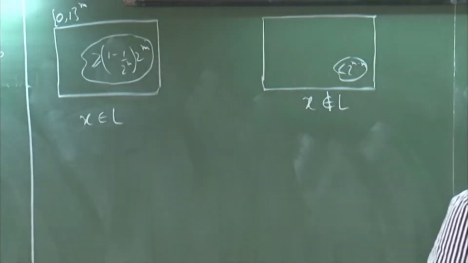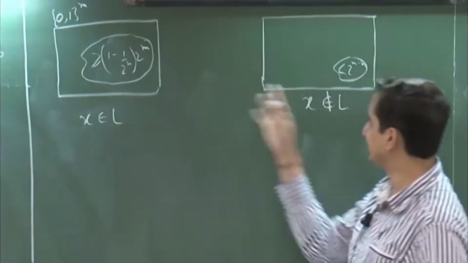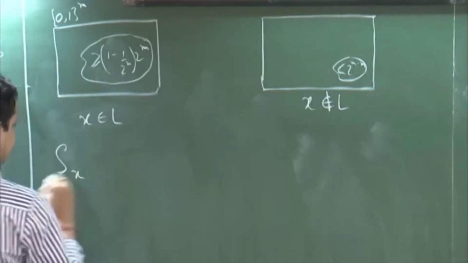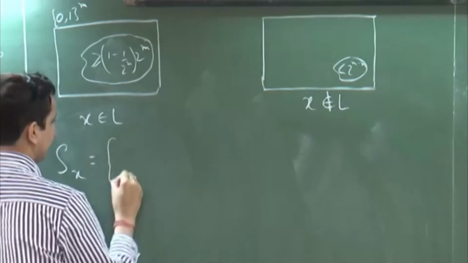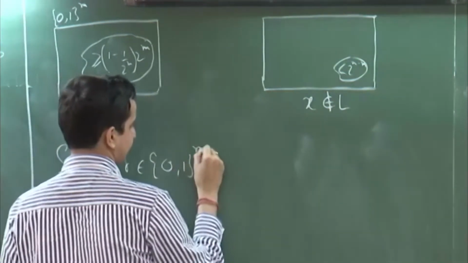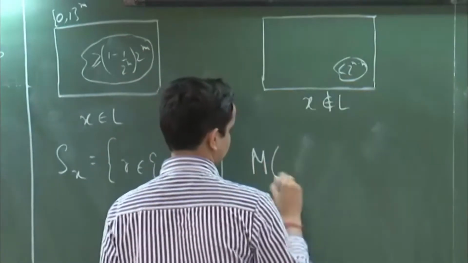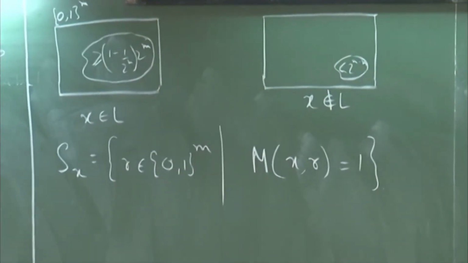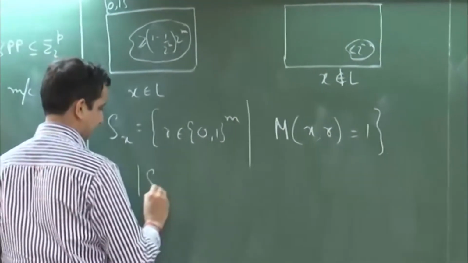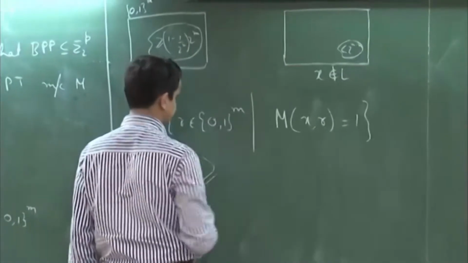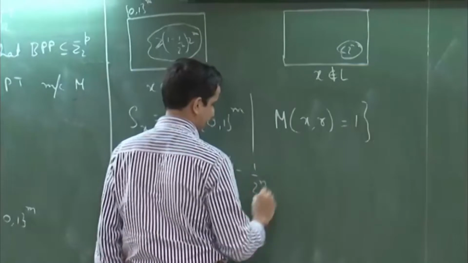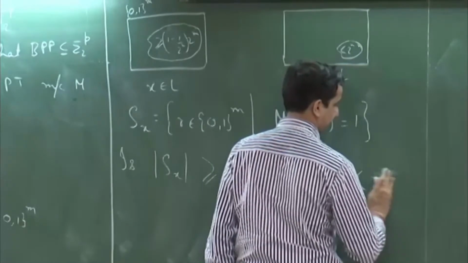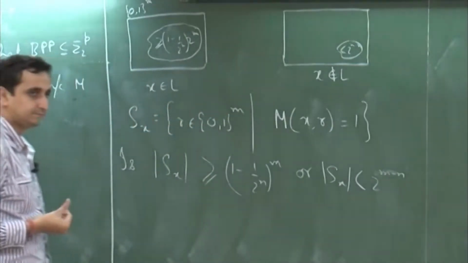Suppose I can construct a Sigma 2 machine which can distinguish between these two cases, then I am done. So I'll give some names to these sets. Given an x, let S_x be the set of all random strings such that M accepts x with the help of that random string. What I want to distinguish is whether the size of S_x is greater than this number, or smaller than 2^(m minus n).